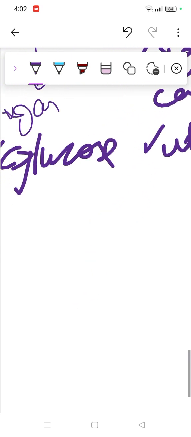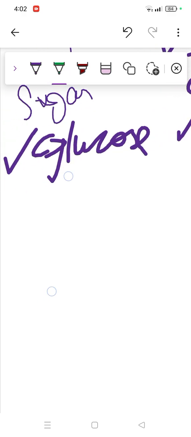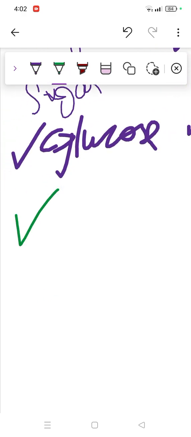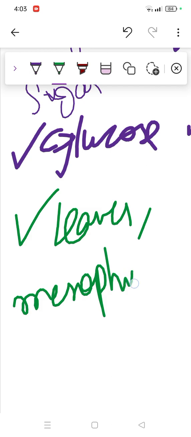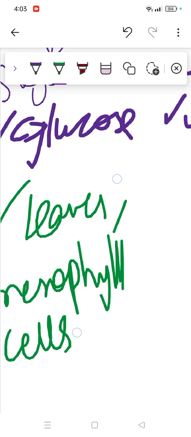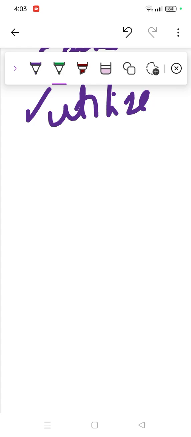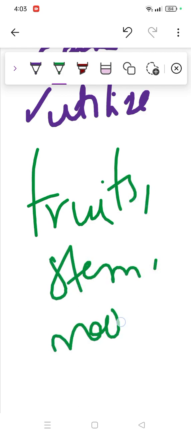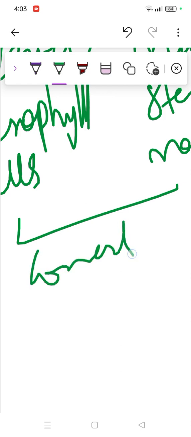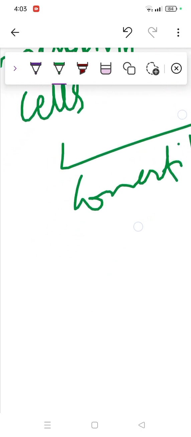And we have many sources. In the source we will have leaves and mesophyll cells, whereas in the sink we have fruits, stem and roots. Fruits, stems and roots. I'm sure this is clear to you about source and sink. And one more point: their roles can also be convertible during their development. So I'm sure it's clear to you.